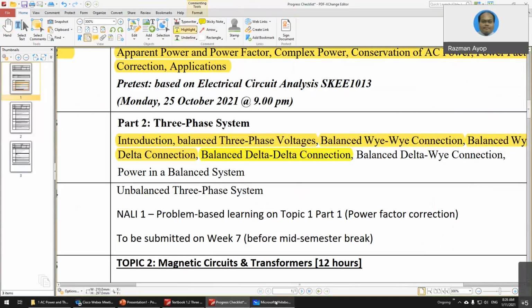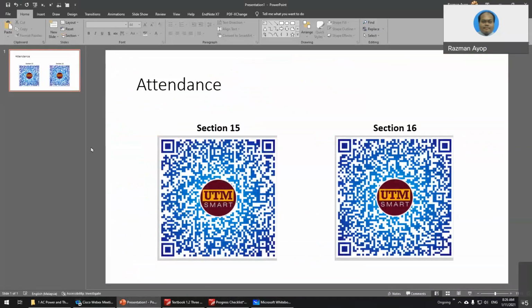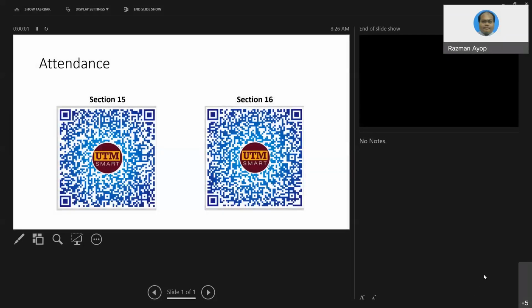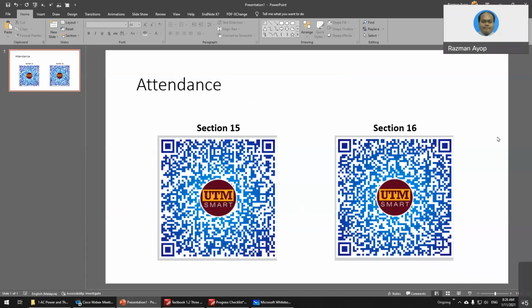Before we start, I would like you to check in your attendance here. Make sure if you're section 15, you go to the left one. If you're section 16, you go to the right. Already take the attendance.